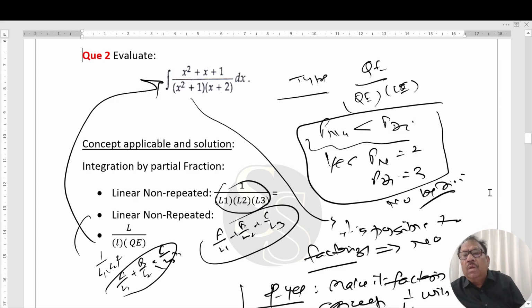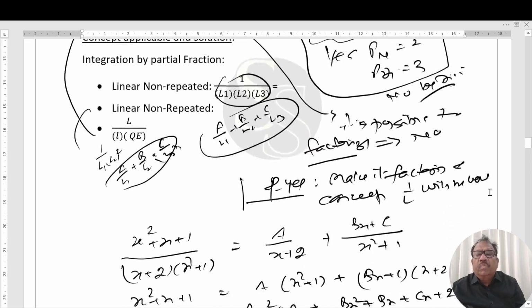Essential conditions, I will repeat again. Be very careful. Confusing questions are generally given to you. The power of the numerator should be less than the denominator. If it is not so, make it less. Then for a quadratic question, check: if factorization is possible, make it linear. If you do not do it, the answer will be wrong. So make the factorization, right? Next.